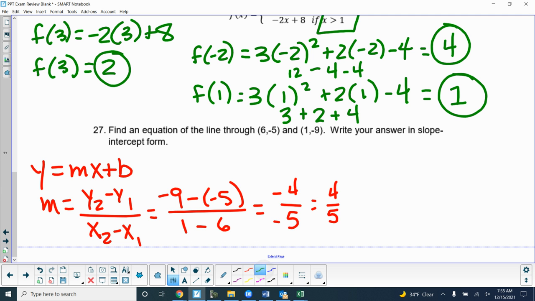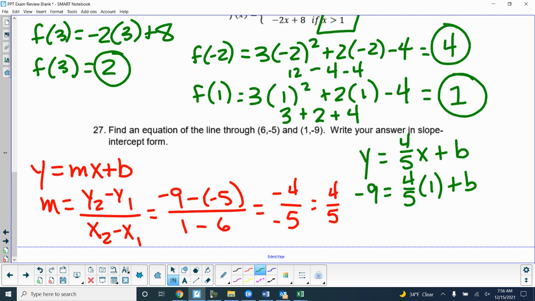So we can start our equation of the line like that, right? I have the m part. How do I find the b part? You plug in one of the points in for x and y. Does it matter which point you pick? No. Your pick, your choice. All right? So let's just do the one -9. So y is -9 and x is 1. All right, so 4/5 times 1 is 4/5, right?